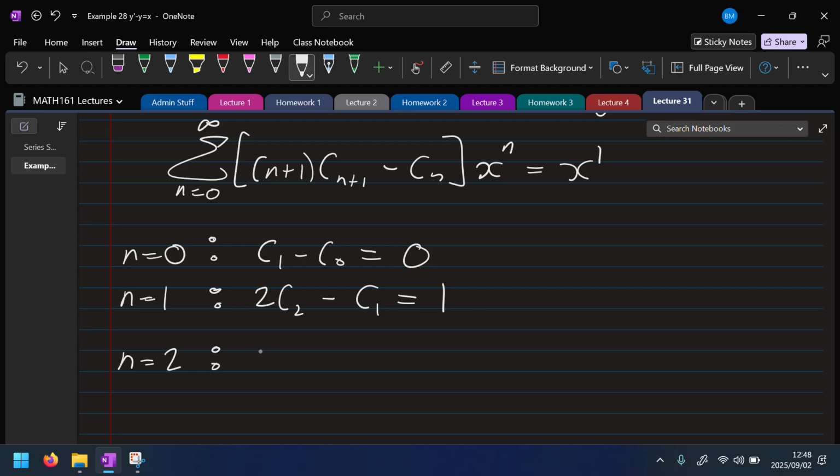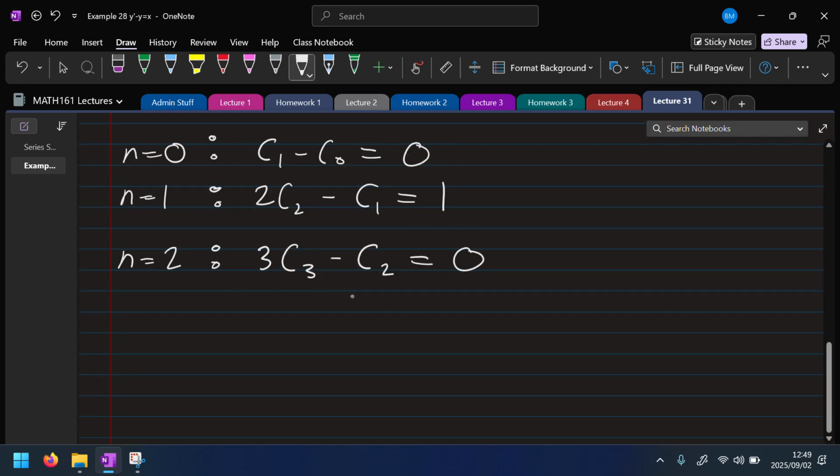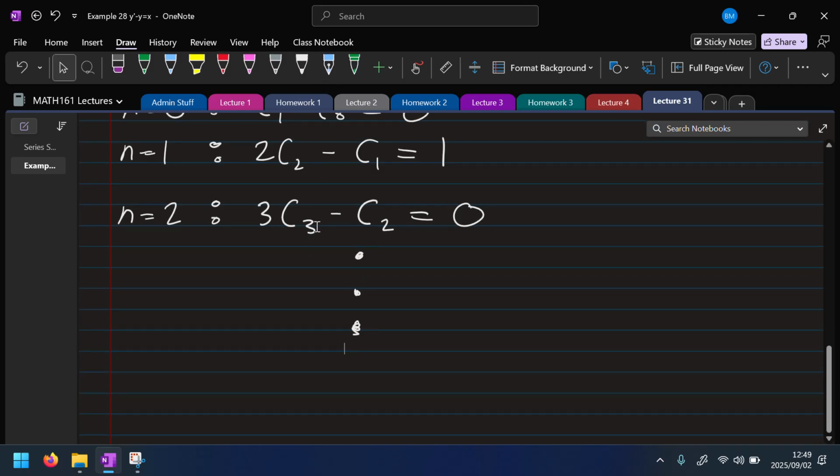Okay, n equals 2. And we can continue the pattern and then solve. So n equals 2. We have 3c3 minus c2 equals. This one would be quadratic. On the right-hand side, we don't have anything like that. So that must be 0. And the same for all the other ones. Those are all 0. Okay. And you can continue the pattern there. So all of those will be 0. Okay. So you can just solve it.